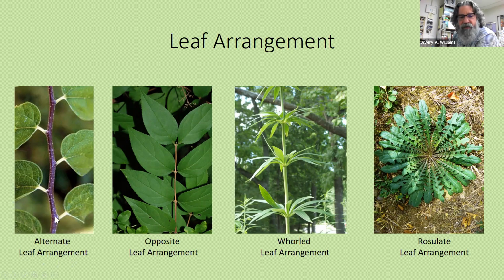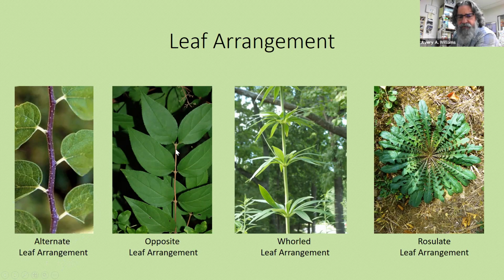But you have, by definition, one leaf per node, because this is a node, this is a node, this is a node, this is a node, this is a node. So you have 1, 2, 3, 4, 5 nodes, 5 leaves. Alternate leaf arrangement, okay?